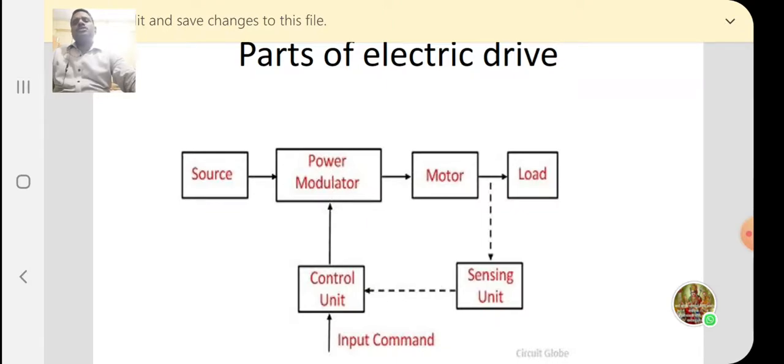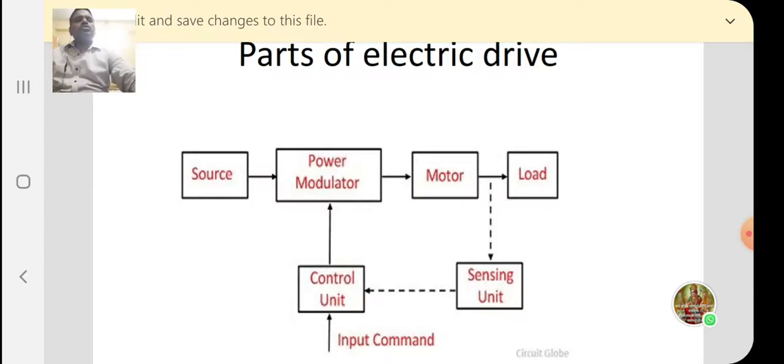Now the third part of this electric drive is the source. The source used here may be single phase or three phase. For single phase, domestic purpose, here 50 hertz supply, and three phase for the heavy supply such as a motor.